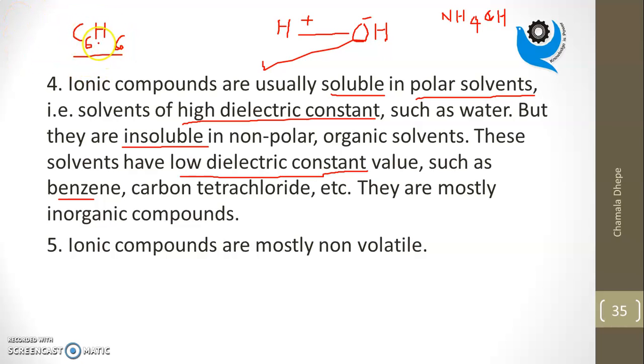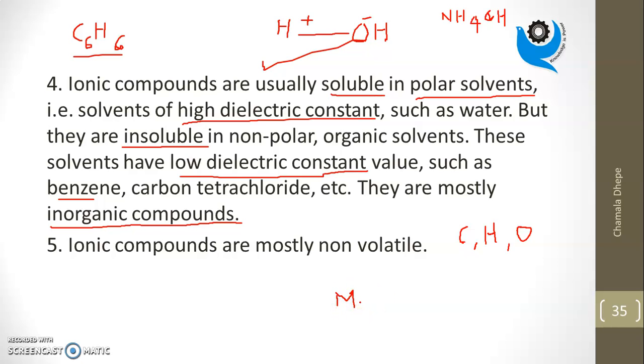These are the examples of non-polar solvents, and the next important property is that they are mostly inorganic compounds. So remember, ionic compounds are mostly inorganic compounds. Okay, one more trick I would like to give you. In an organic compound, what is present? There is carbon, hydrogen, oxygen, sometimes nitrogen also. Mostly carbon, hydrogen, oxygen are present in organic compounds, but in inorganic compounds, metals and non-metals are present.